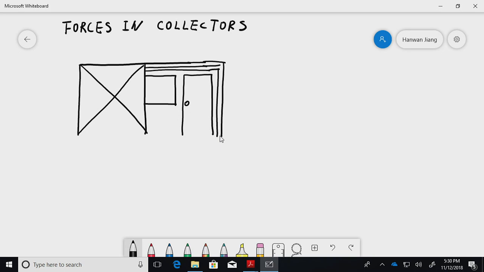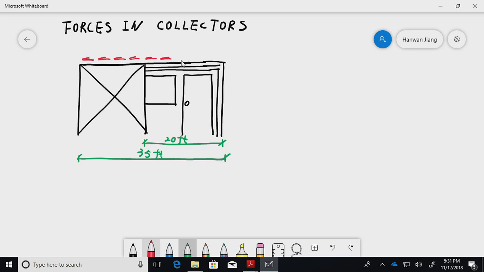Okay. So the total length is 35. Okay, so the length of the collector is 20 feet, right? And as we know, that's the collector and the shear wall carrying the shear forces, unit shear, under the lateral wind load, transverse wind load.